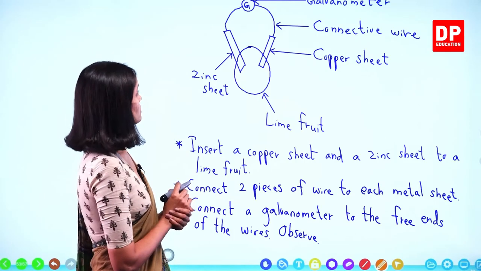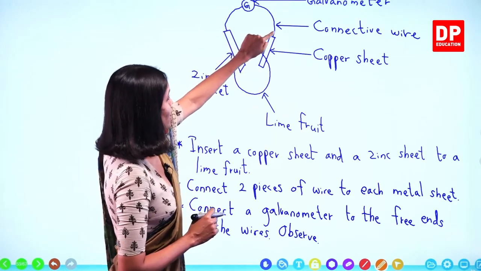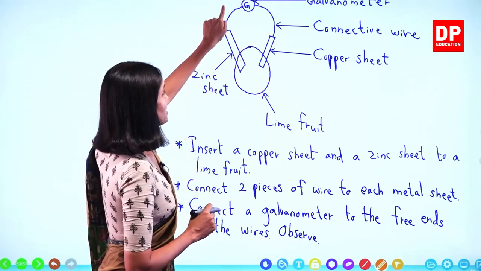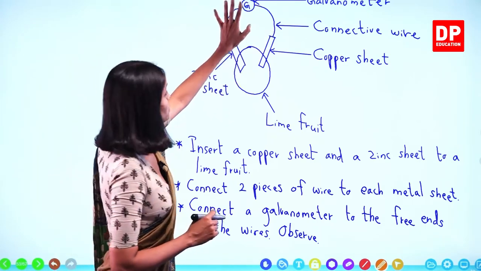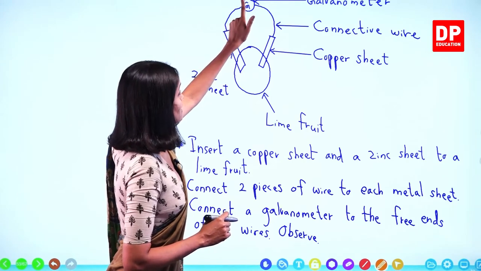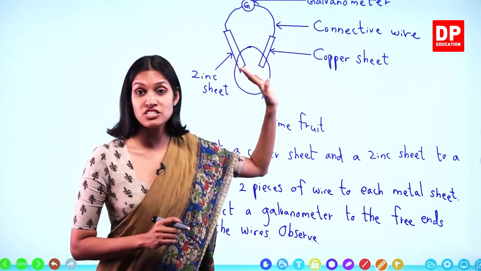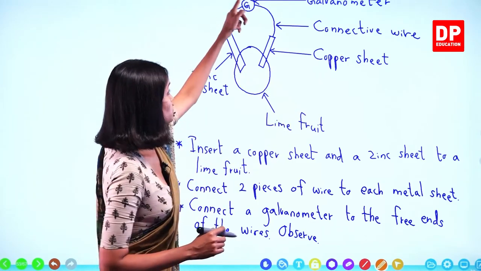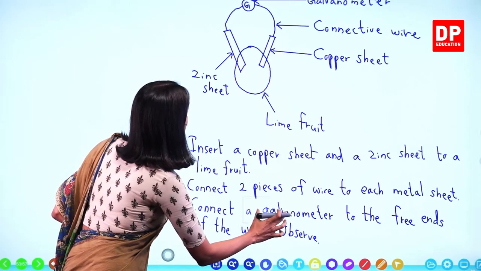Okay. So when you set the apparatus like this and you connect a galvanometer to the free ends of the connective wire and observe what happens. When you do this activity, you will see the indicator of the galvanometer deflects, which means electricity is generated. Electricity passes through this circuit. Okay. We'll write that one as well.